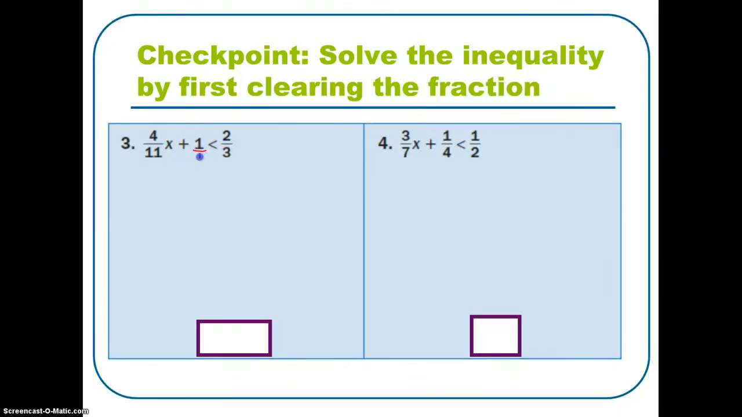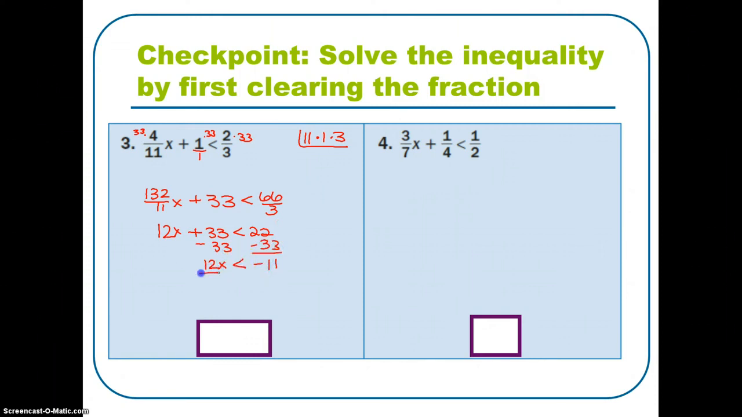Remember, 1 is not a fraction, but there isn't 1 underneath, so you can find the LCD, which is actually, nothing divides into it, it's just going to be 33. So I'm multiplying every number here by 33. You have 132 over 11x plus 33 is less than 66 over 3. That simplifies to 12x plus 33 is less than 22. Clear the constant. You have negative 11. Divide by the coefficient. You have x is less than negative 11/12.